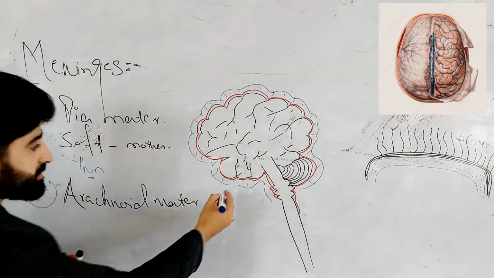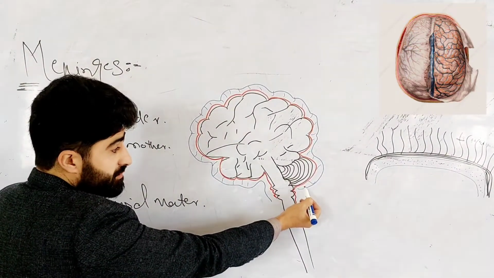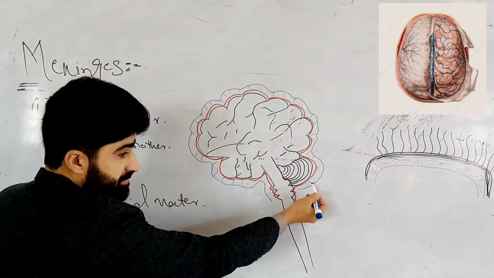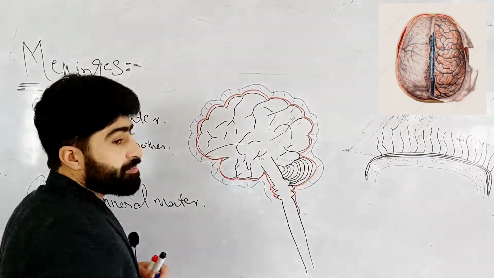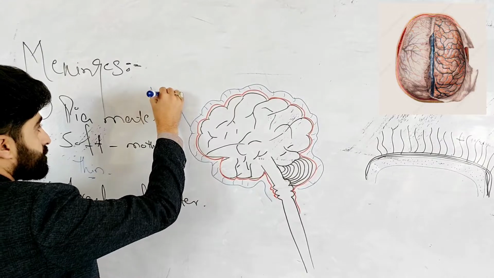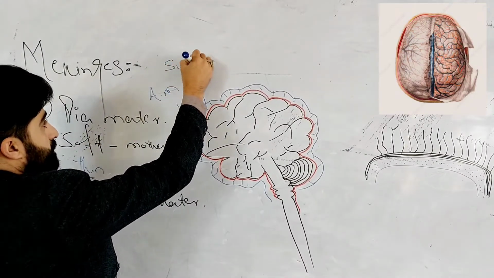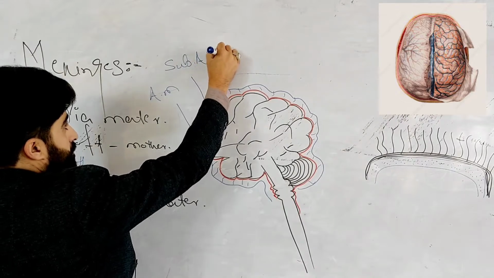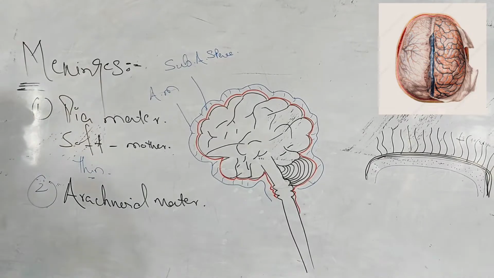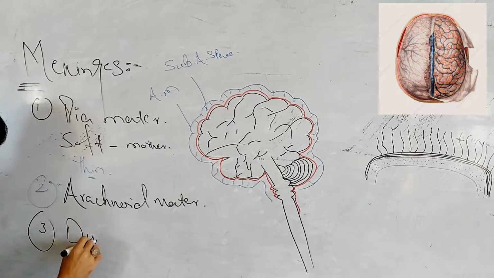Okay. The space in between these two, this is the pia mater, this is the arachnoid mater, and the space in between these two is called the subarachnoid space. Okay. This is the arachnoid mater. This space is the subarachnoid space. Subarachnoid space. The third layer of the membrane is the dura mater.